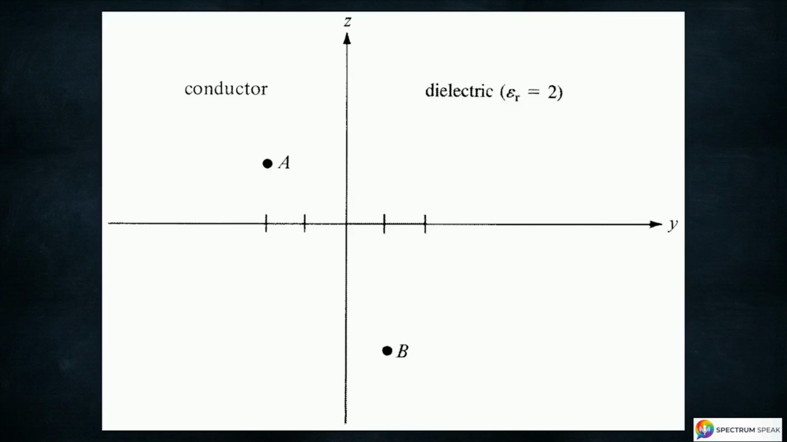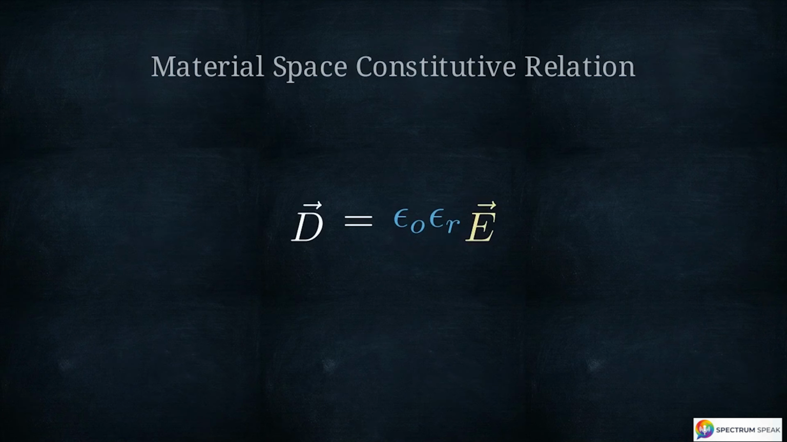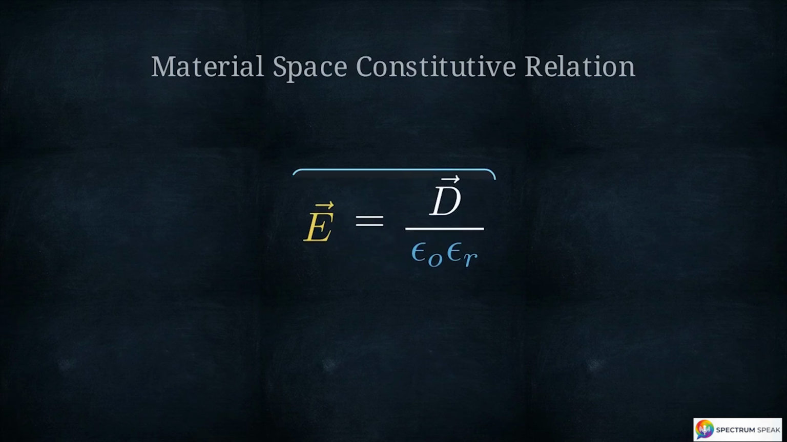Let's apply this to a specific problem. This diagram shows an interface between a conductor and a dielectric with an epsilon r of 2. We are given an electric flux density of 2 a_y nanocoulombs per square meter. Our goal is to find the electric field, E. We'll take our material space formula and rearrange it to isolate E, giving us D divided by the product of epsilon naught and epsilon r.